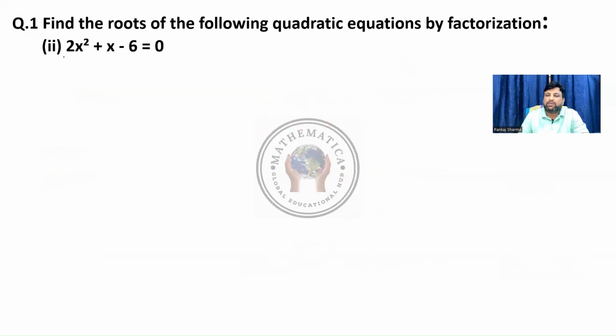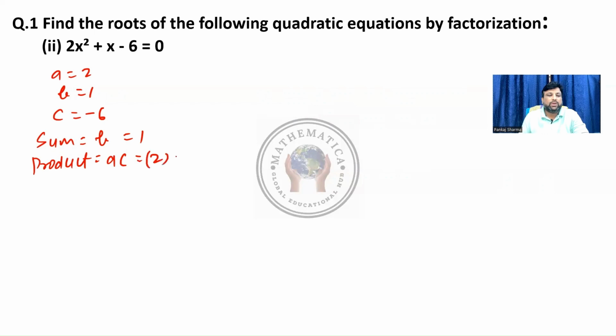Second part, the same method, same logic. a is given as 2, b, the coefficient of x, is 1, and c is -6. So we want two numbers such that the sum is equal to 1 and the product is equal to ac. Here a is 2 and c is -6, so a into c is -12. We can find the prime factors of 12. 12 divided by 2 is 6, 6 divided by 2 is 3, 3 divided by 3 is 1. So we can write 12 as 2 into 2 into 3.